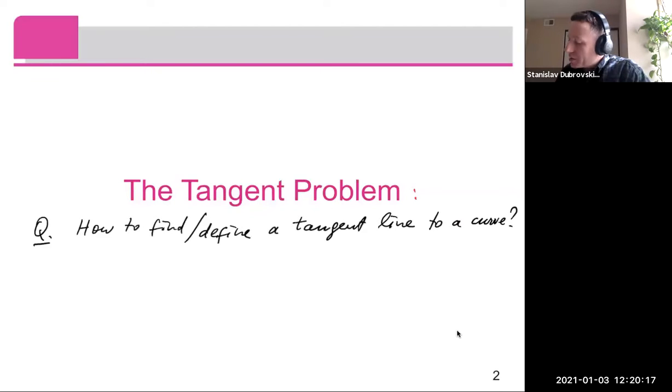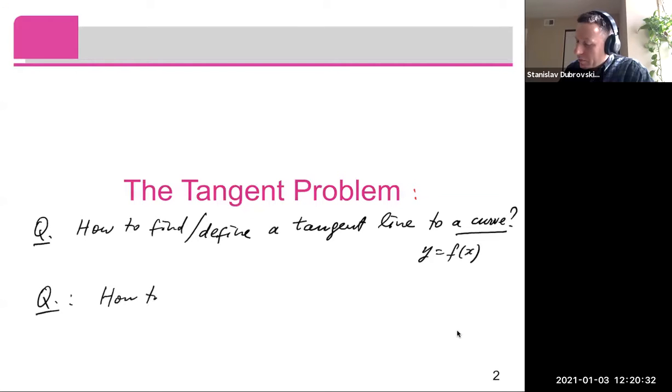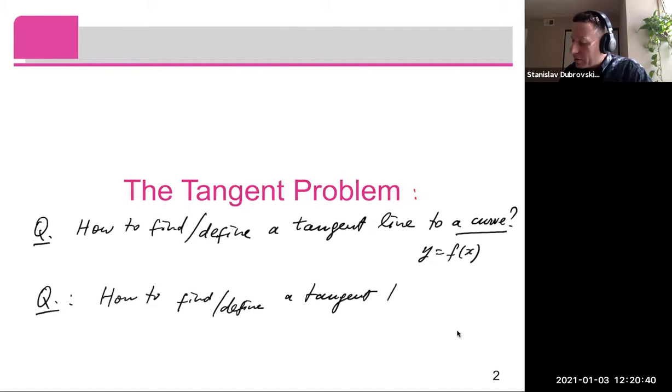And let's say that a curve is given by a function, y equals f of x. A simple variation on this question is how to define a tangent to a circle. And that you definitely know the answer to from high school geometry. Pause the video for a second and try to remember. What is it? How do you define a tangent line to a circle?